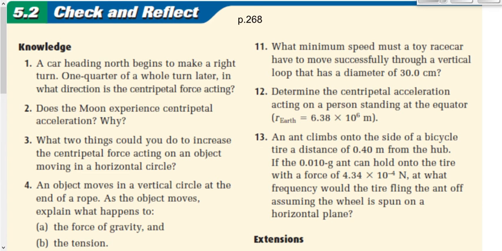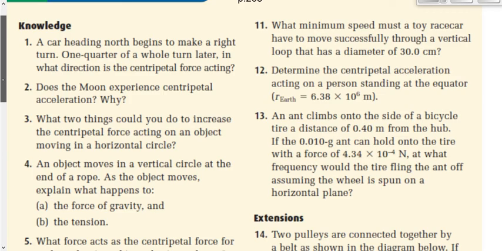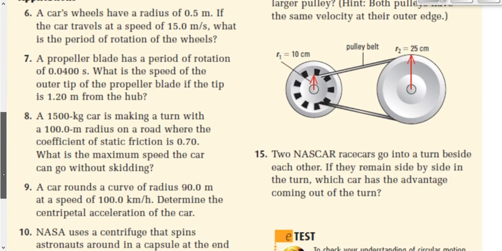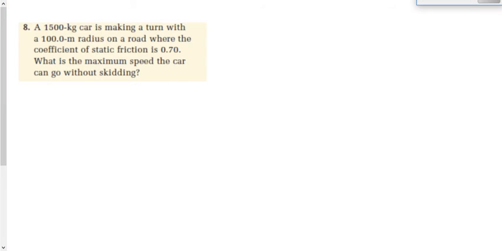All right, homework from last night, page 268. We have 5 questions that we want to go over here, starting with question number 8. Number 8 says a 1,500 kilogram car is making a turn with a 100-meter radius on a road where the coefficient of static friction is 0.70. What's the maximum speed of the car so that it doesn't skid?